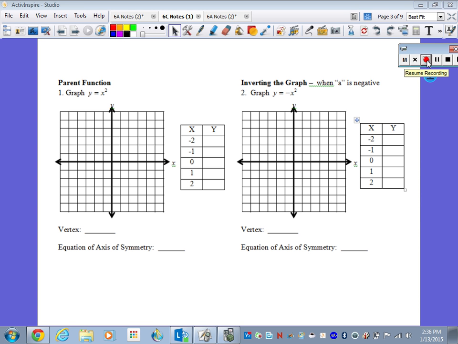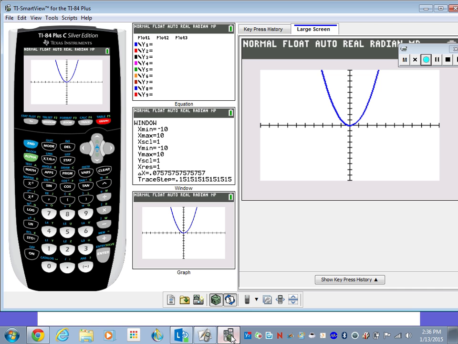Okay, welcome back. Thank you for waiting. Here you have it where they just graphed it with a t-table. The first thing we want to do is look at the parent function. The calculator I'm going to show you on is the TI-84 Plus C Silver. It's the color grapher, because I think it's very visual and it's really going to help you.